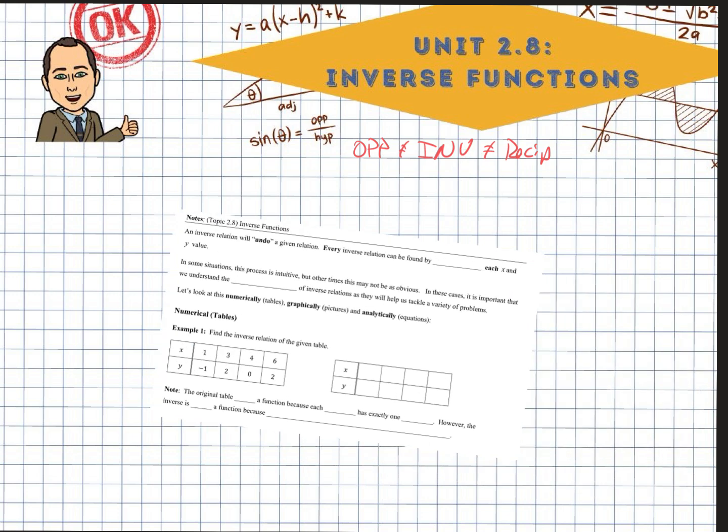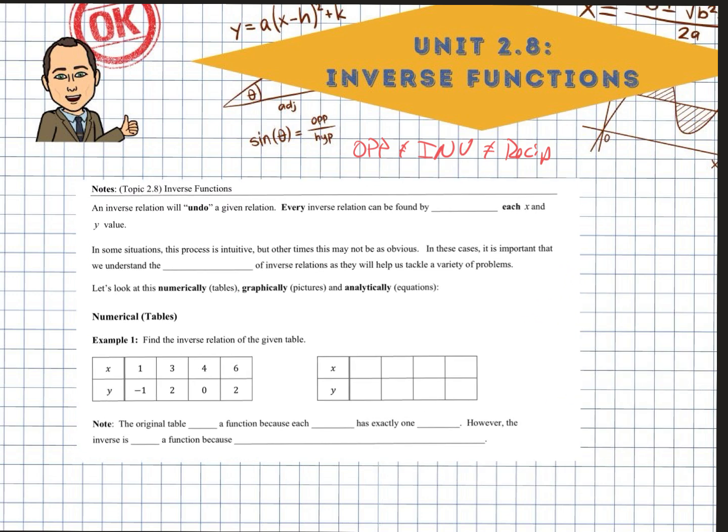An inverse relation will undo any given relation. Every single inverse relation can be found by switching or flipping each x and y value. In some situations, the process is intuitive, but other times it may not be as obvious. We need to understand that inverses are a concept in math. One of the most important parts we're going to see down the road is how to show the notation for an inverse function. The difference between telling what an original function is and where its inverse sits will make the difference between domains and ranges down the road.